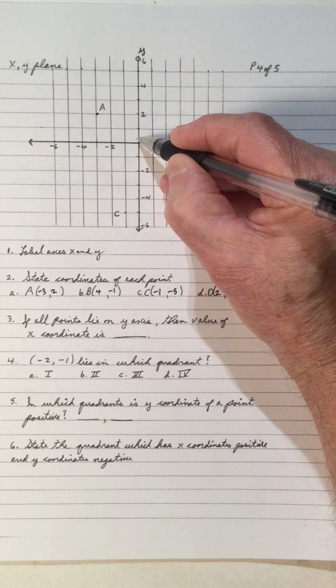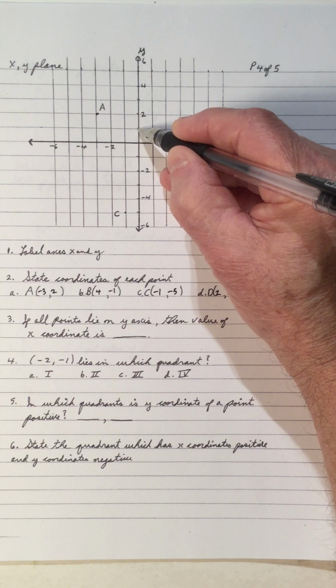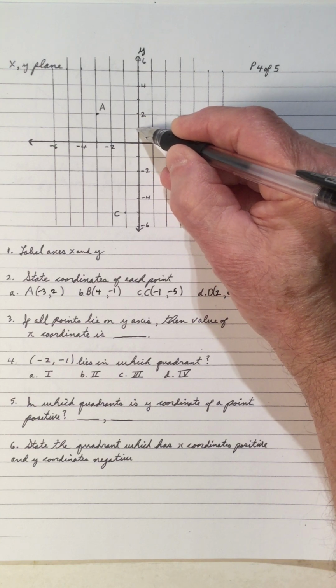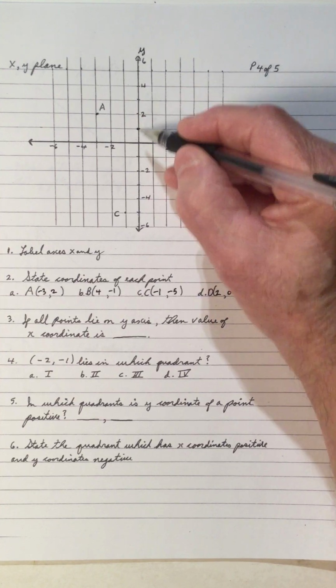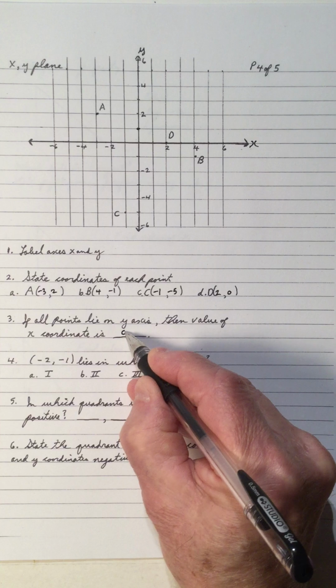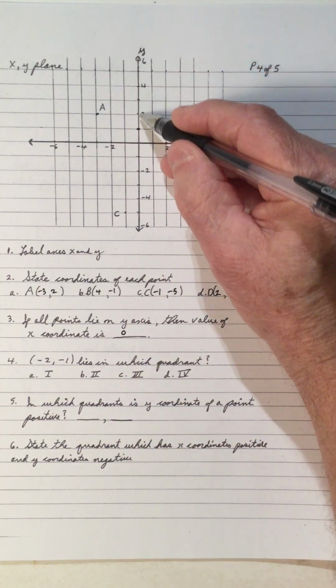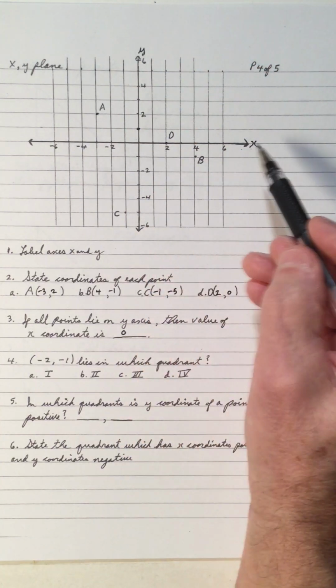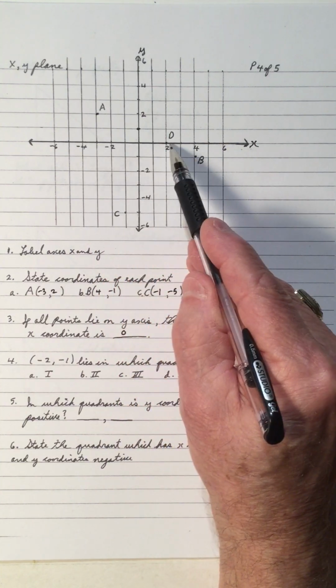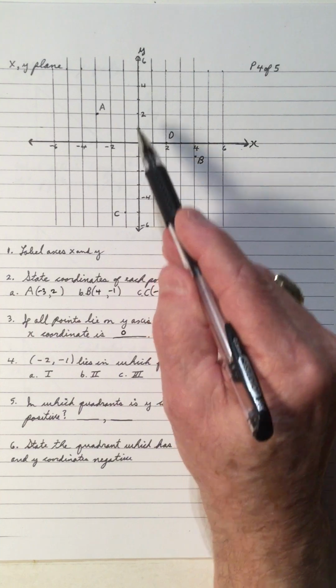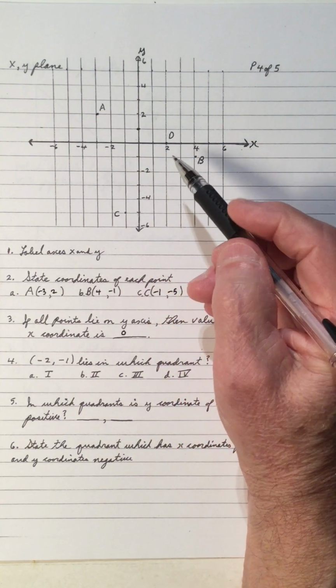We could go a half, we could go a third, but I'm just looking at the integers here so far. So any point here, the x-coordinate is 0. Any point on the y-axis, the x is 0. And if you take any point here, whatever x is, the y is 0. On the x-axis, the y is 0. On the y-axis, the x is 0.